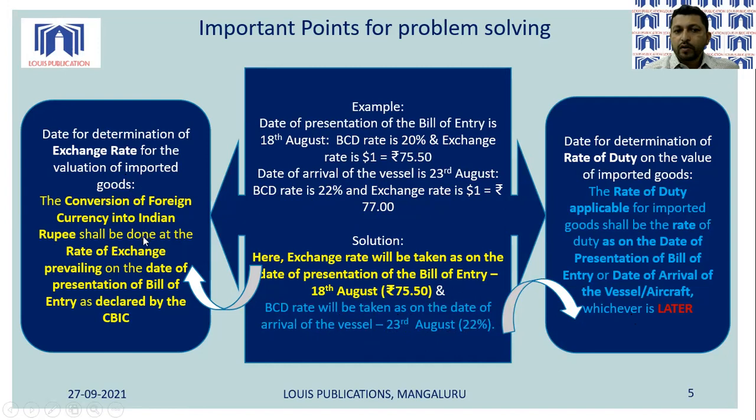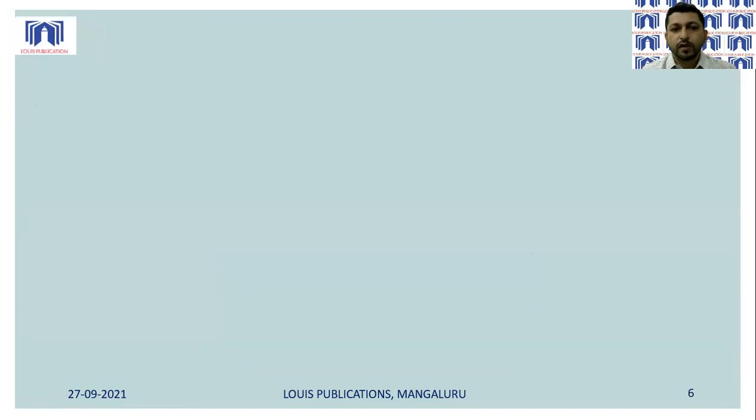So for the rate of exchange, the rate prevailing on the date of presentation of bill of entry applies. As far as rate of duty is concerned, the bill of entry date or the arrival of the vessel or the aircraft date, whichever is later, will be taken for our calculation. These are some important points that we need to be aware of when we are solving problems on customs duty.